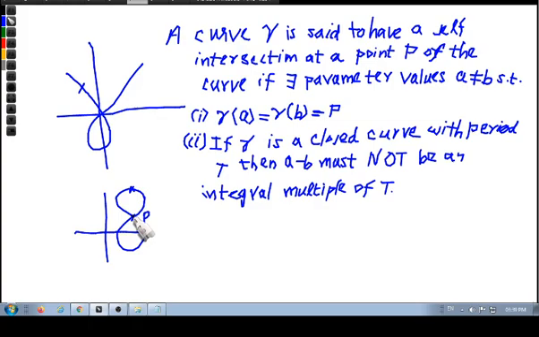So if 1 and 2 hold in this case, then this is a self-intersection point.